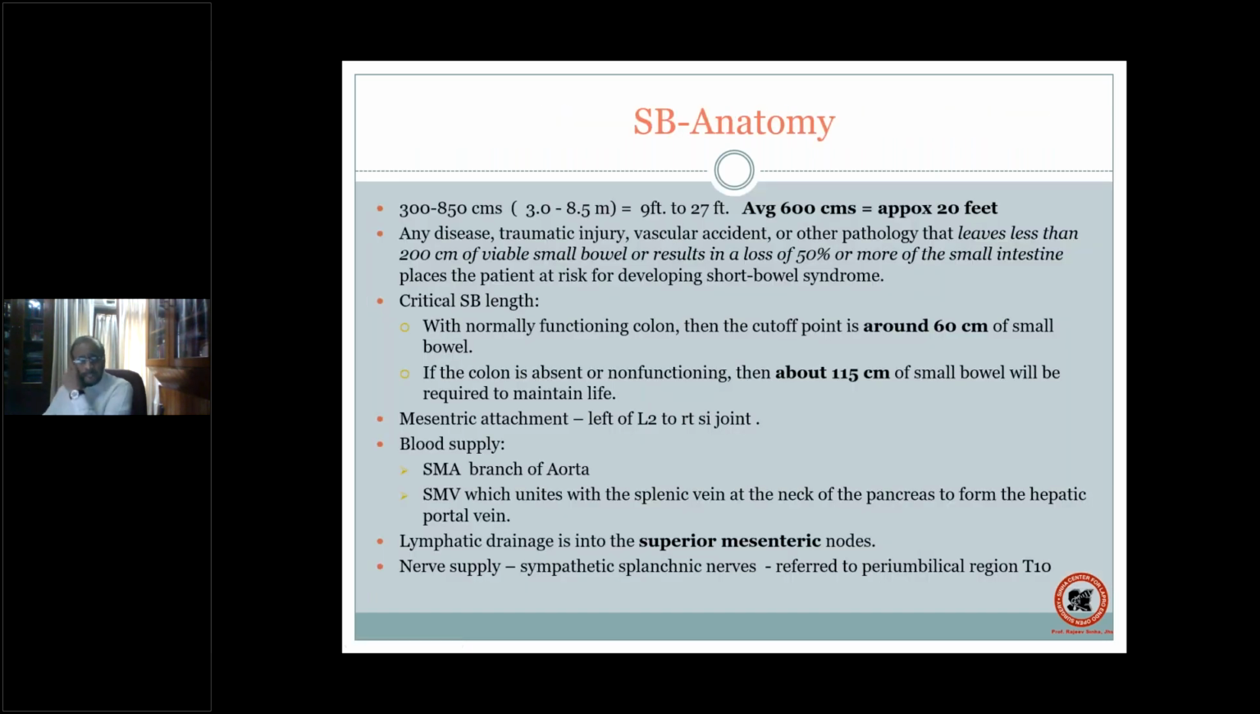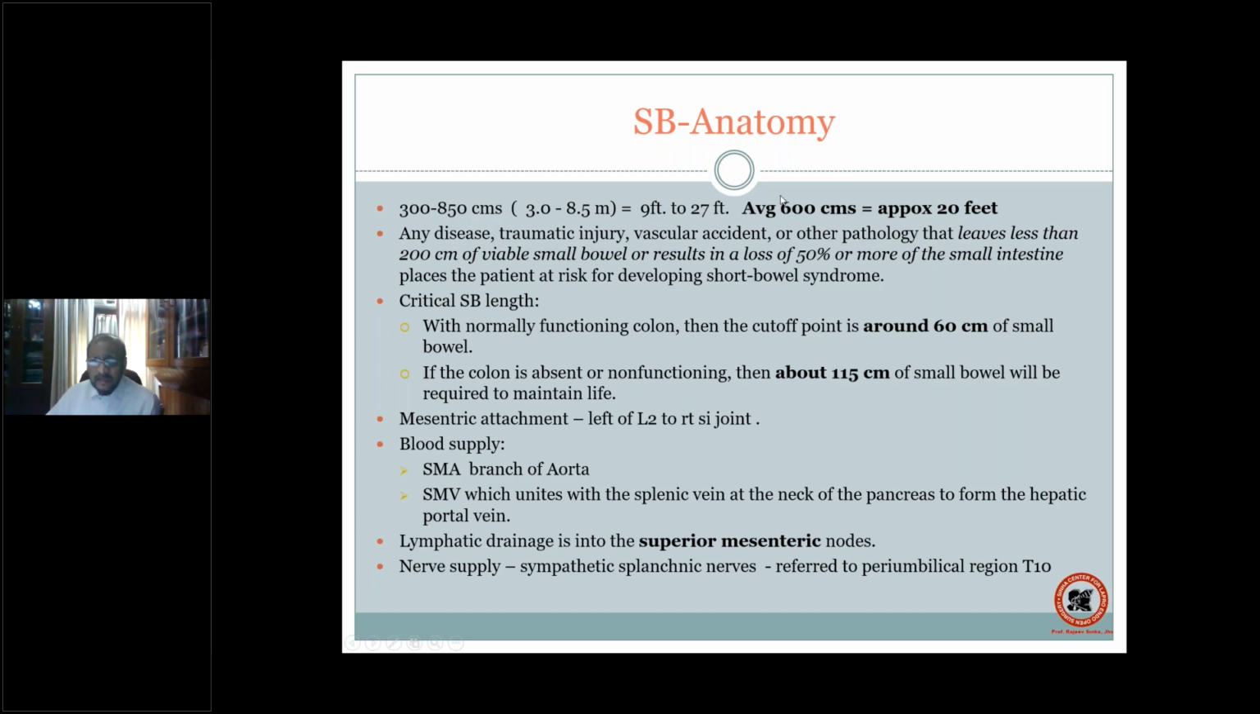Now, looking at the anatomy of the small bowel, it is on average 6 meters. Take it as 6 meters on average, approximately 20 feet. There's a wide variation from 3 meters to 8.5 meters.